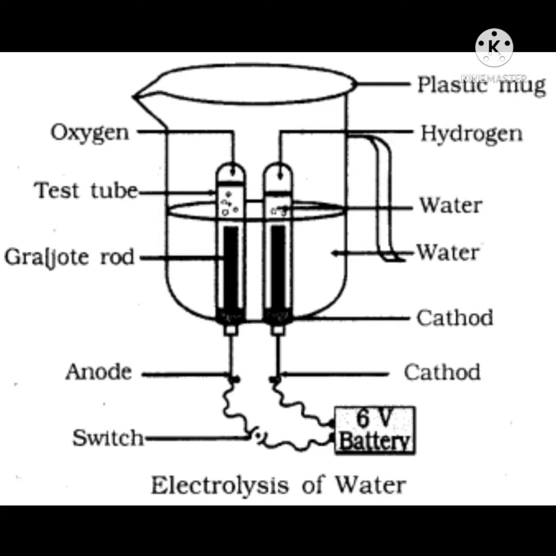Observe the level of water in the test tubes. Connect the electrodes to a battery. Pass the electricity for a period of time. Later, switch off the current and observe the level of water in the test tubes. The level of water in the test tubes is decreased. The free space in the test tubes is filled with hydrogen and oxygen gases.